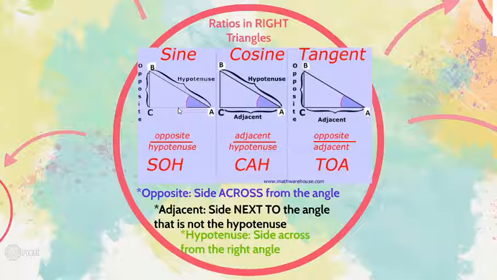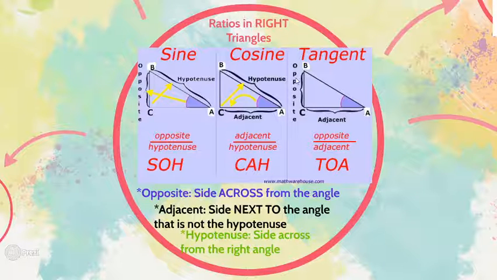Now we have three ratios: sine, cosine, and tangent. Sine will compare the opposite side to the angle that we're either given or trying to solve for, over the hypotenuse. So it'll be the side opposite, the side that's directly across from the angle, over the hypotenuse, which is the side directly across from the right angle. Cosine is going to be the ratio of the adjacent side to the hypotenuse. The adjacent side is the side next to the angle that is not the hypotenuse. And the hypotenuse is the side directly across from the right angle.